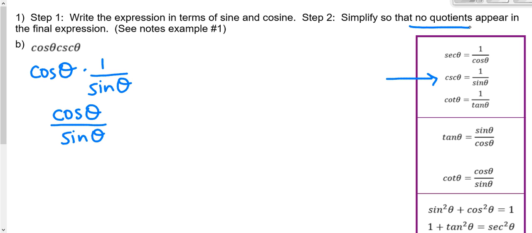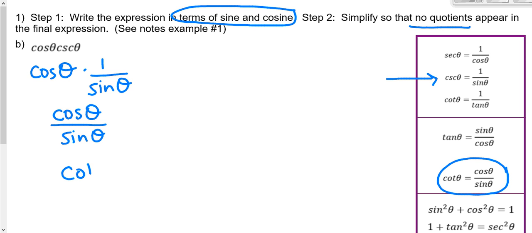So changing to sines and cosines, that was a temporary step. It doesn't mean they have to end up being in sines and cosines. It just helps us sometimes to transition from one thing to another. So what can we replace this quotient with? Notice that cosine theta over sine theta is equal to cotangent theta. So we'll replace that quotient with cotangent theta, and now we have something that's simpler and it doesn't have a quotient. So that's our answer.